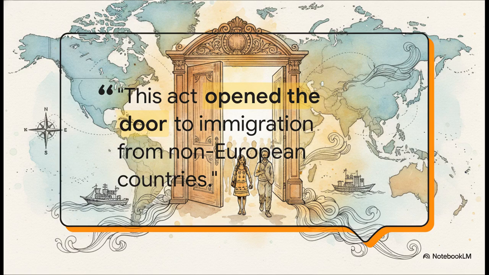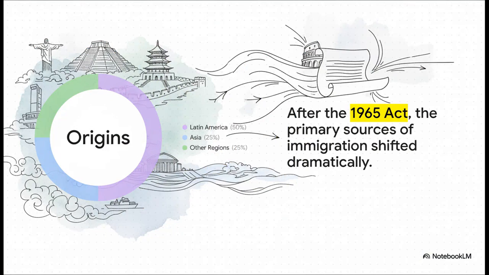And the effect was, well, it was immediate. And it was huge. This act opened the door to immigration from non-European countries. And boy, did it ever. And you can see that shift right here. I mean, it was seismic. After 1965, about half of all immigrants were coming from Latin America, another quarter from Asia. Europe just wasn't the main story anymore, and this was a direct result of that one law.